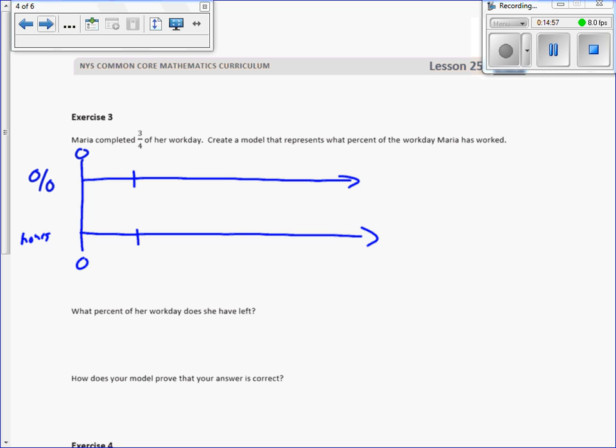1, could be 25%. Since we're talking about 3/4, we want to go in fives. 50%, 75%, and 100% here. 1, 2, 3, 4. Okay?